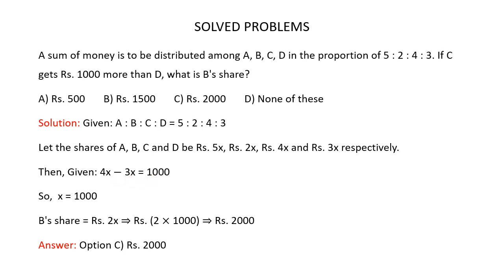So x is equal to 1000. Now B's share is 2x. We know that x is 1000, so 2x is 2000. So B's share is rupees 2000. The correct answer is option C, rupees 2000.